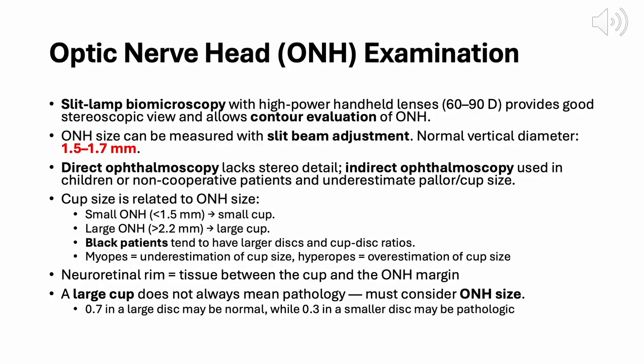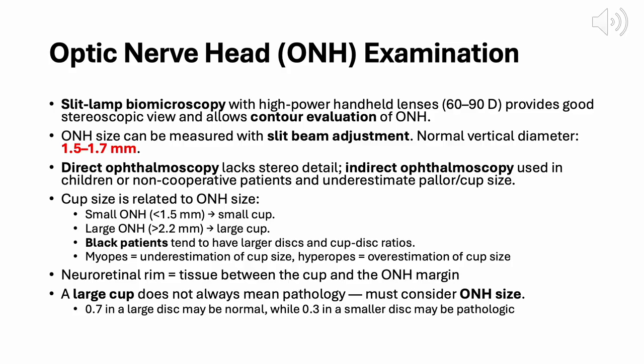Let's talk about examining the optic nerve head. The best clinical method is slit lamp biomicroscopy using a 60 to 90 diopter handheld lens. This gives us a stereoscopic view and helps us evaluate the contour of the ONH. You can also measure the vertical diameter of the nerve using the slit beam. A normal range is about 1.5 to 1.7 millimeters. While direct ophthalmoscopy is sometimes used, especially in children or less cooperative patients, it lacks the stereo detail we get from slit lamp evaluation and tends to underestimate cup size and pallor.